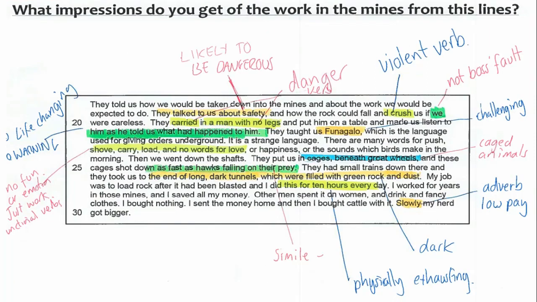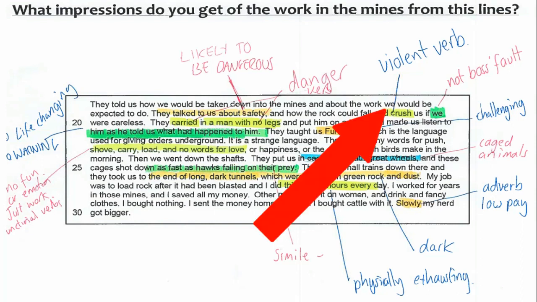They talk to us about safety. So I would say if you're going to a job, and the first thing they do is tell you about safety, that maybe is going to show you that it's a dangerous job. Then it said the rock could fall and crush us. So it doesn't just say fall, it says crush. This is a violent verb which almost suggests that if the rocks fall, the men will be destroyed and die. Then it says if we were careless.